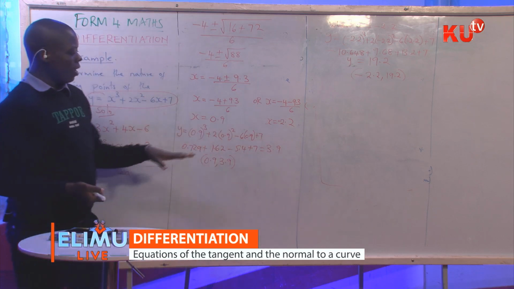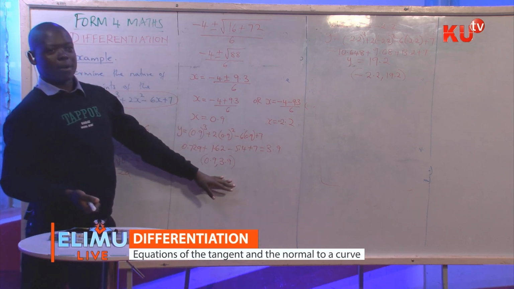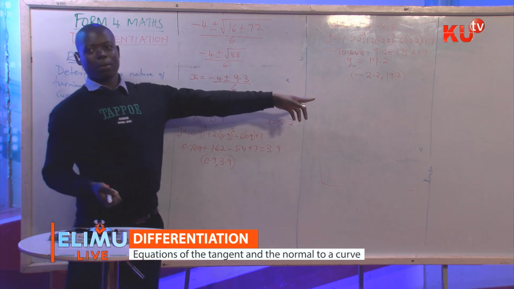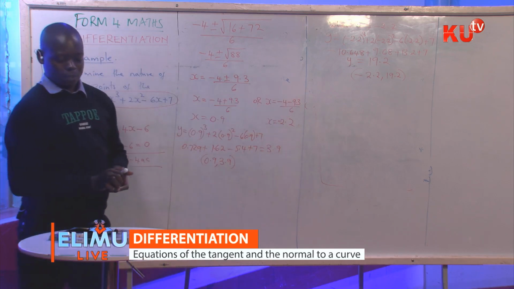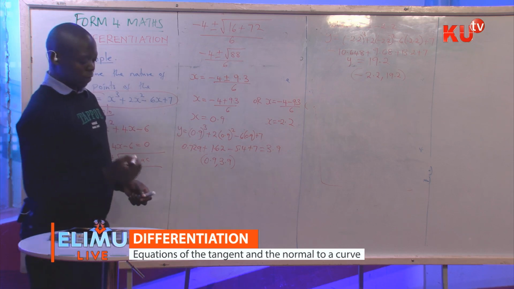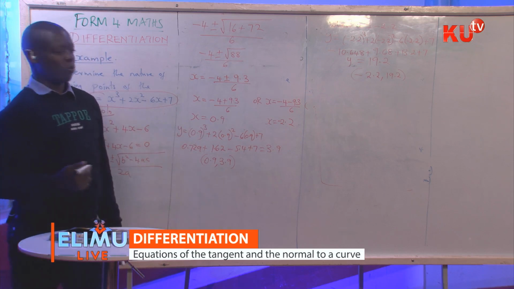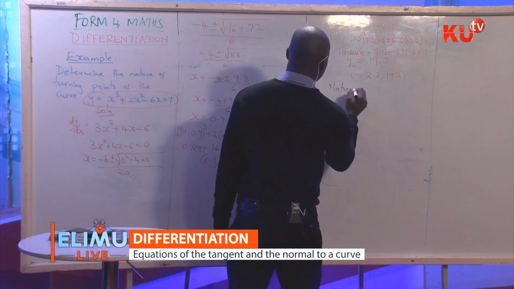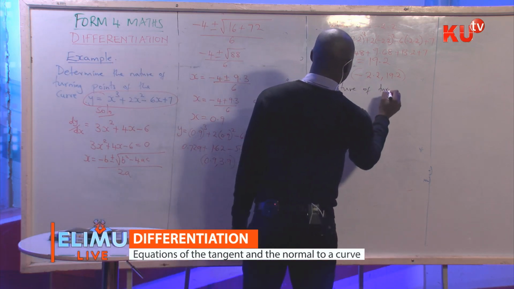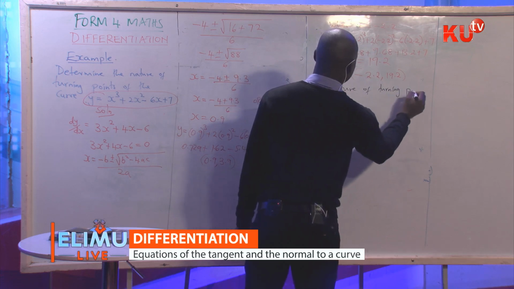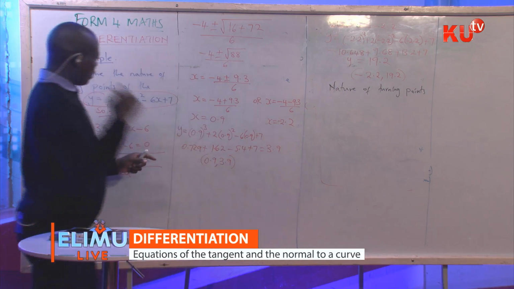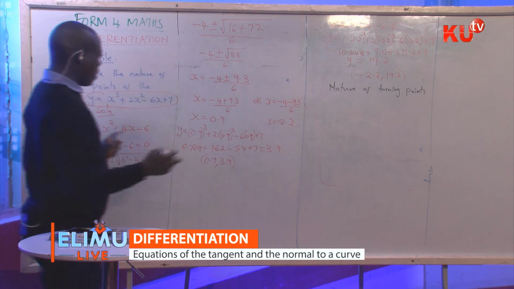But we need to define whether this point is maximum or minimum. And that's what you've said. To define that, we have to differentiate twice. So our nature of turning points. We will now take the derivative.